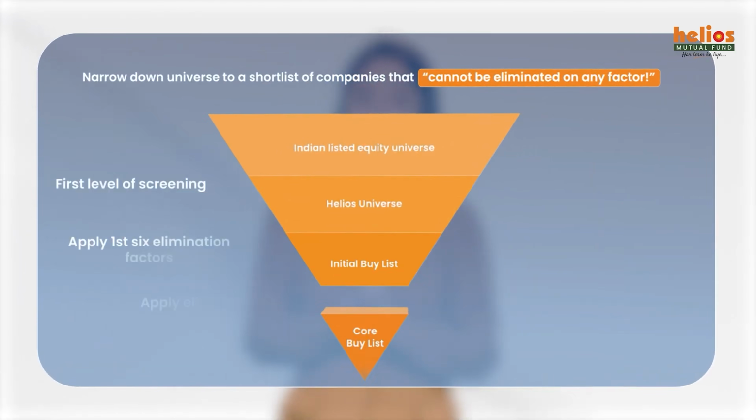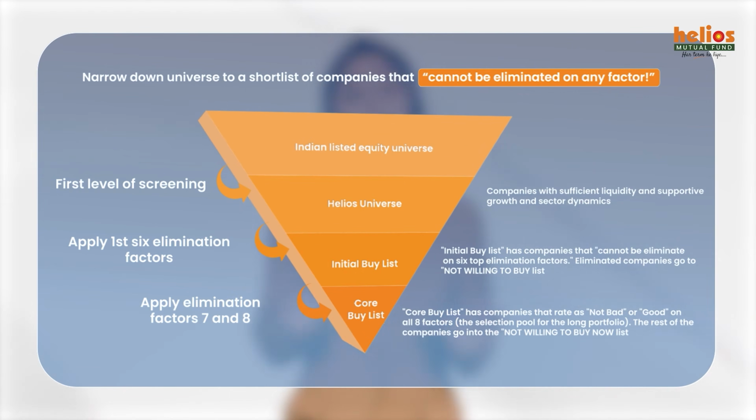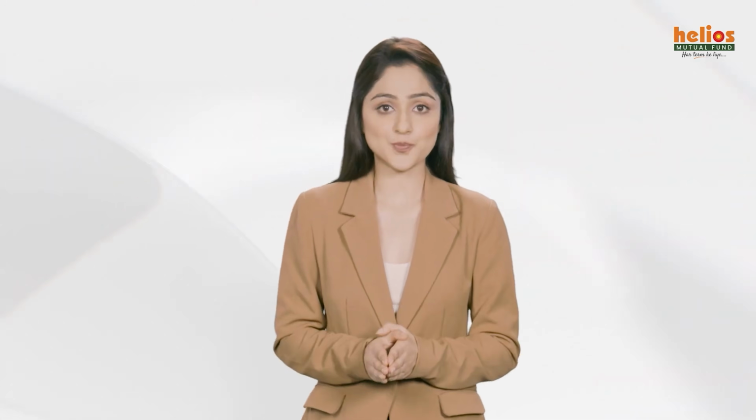If a company is rated bad on any of the top 6 factors, it's eliminated from our consideration. If a company is rated bad on the 7th or the 8th factor, it goes on a willing to buy but not now list. Only companies rated not bad across all 8 factors make it to our core buy list. These models help us construct a strong, all-weather portfolio.